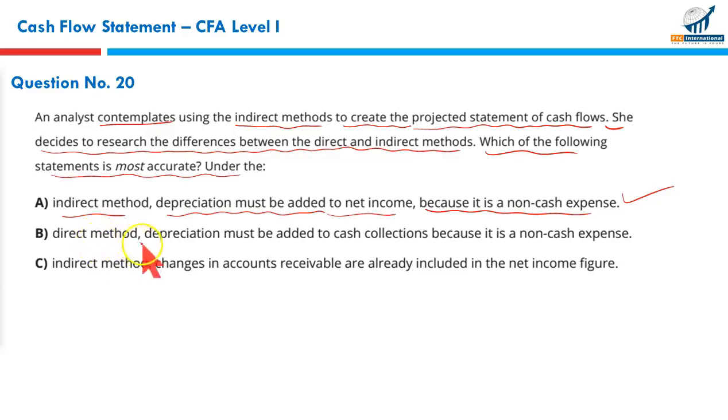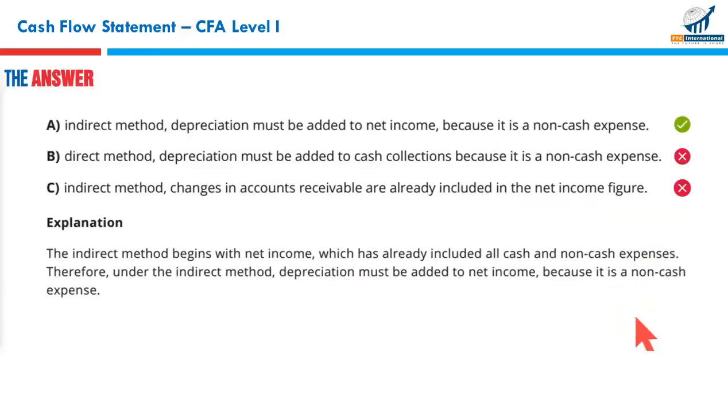Correct. Direct method, depreciation must be added to cash collections. No, depreciation is a non-cash expense. It is totally ignored in the direct method. Indirect method, changes in accounts receivable are already included in net income. No, account receivable change is not reflected in income. Rather, changes in accounts receivable are adjusted in net income as working capital changes. This is also incorrect. So that makes A the correct option.